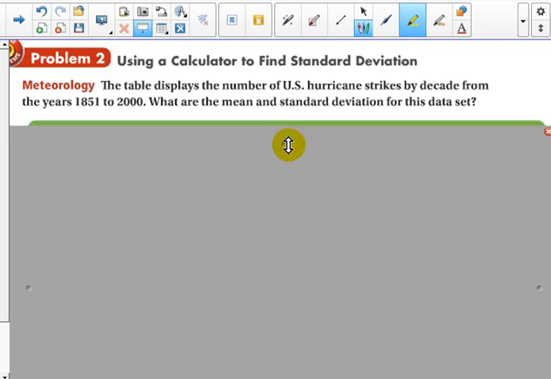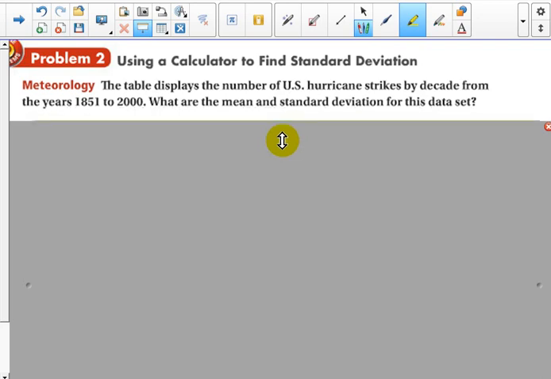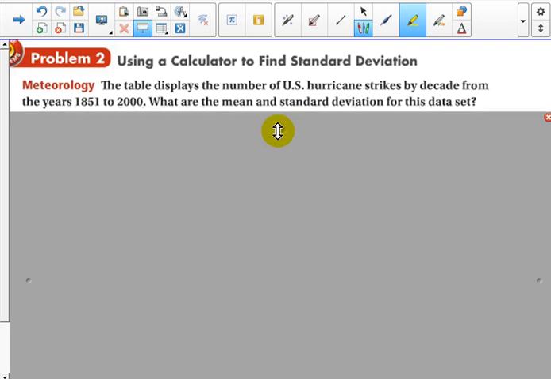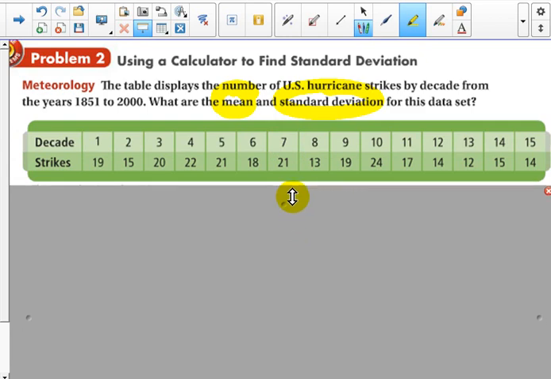All right, so now in meteorology, this is problem 2. The table displays the number of U.S. hurricane strikes by decade from the years 1851 to 2000. What are the mean and the standard deviation? So they want X bar and sigma. We can get that right from this. So here's our decades. We have 15 decades, so we know n is equal to 15. Here's what we want to enter in our list 1.